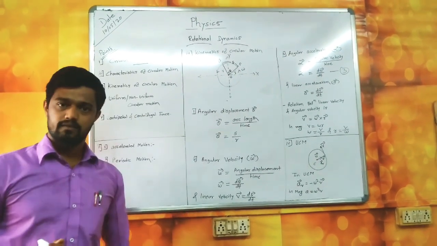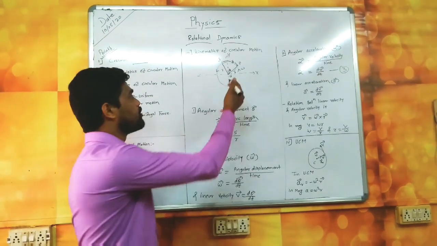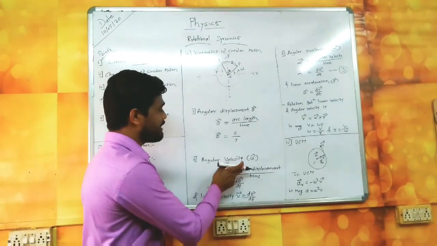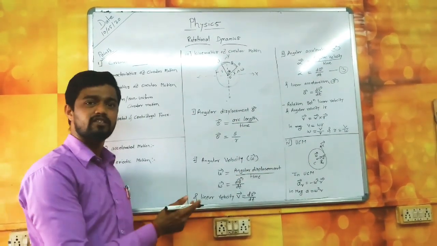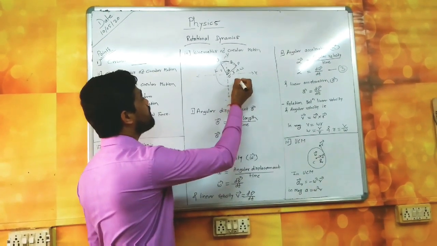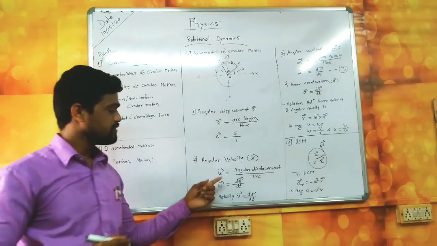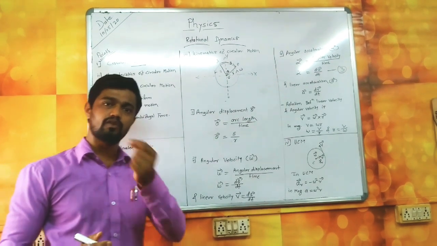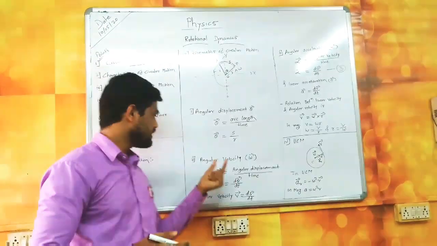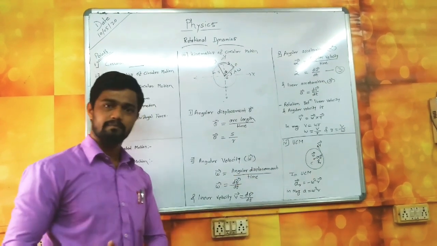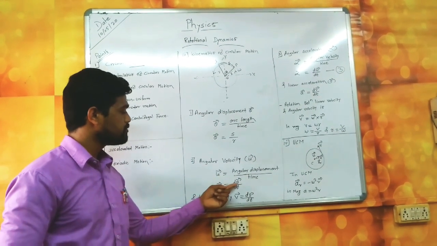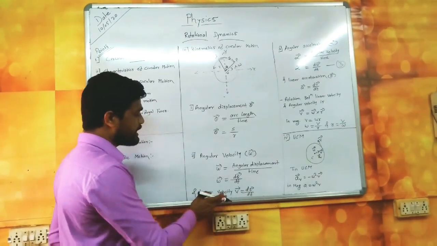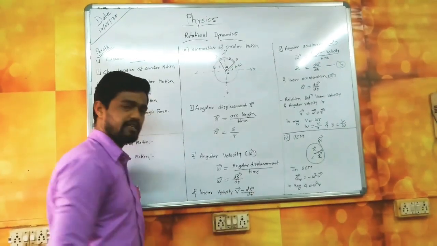Second, angular velocity. When your particle is in motion, it has a speed and a velocity. Why is it called angular velocity? Because your particle is moving on the circumference of the circle. Then omega bar depends on angular displacement upon time. You know velocity is equal to displacement upon time. So here angular velocity is angular displacement upon time. So you get omega bar is equal to d theta bar upon dt. And linear velocity is v bar is equal to ds upon dt.